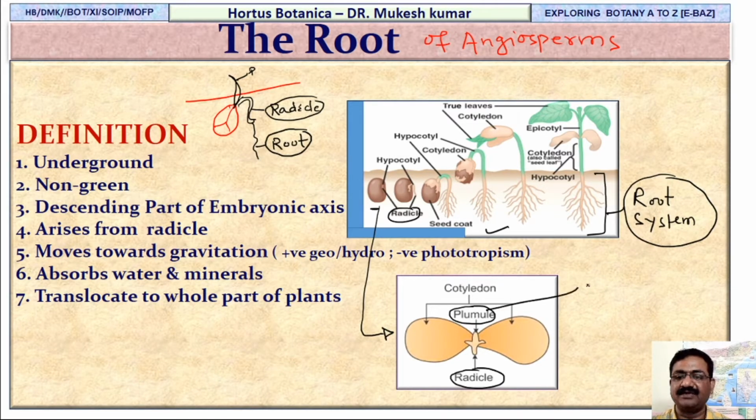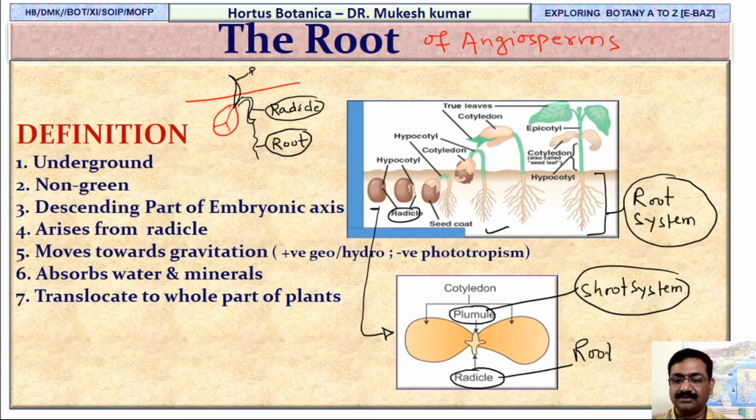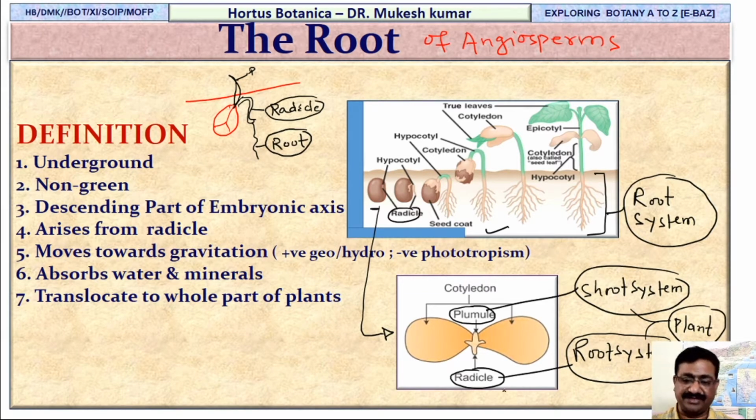This very plumule will give rise to shoot system, right? And this radicle will be a root system. And together, root system and the shoot system will grow in the form of a plant. So we are talking about here radicle, this is a root system. So what is root? I told you, you are getting this radicle from seed, and the seed is sown in soil.